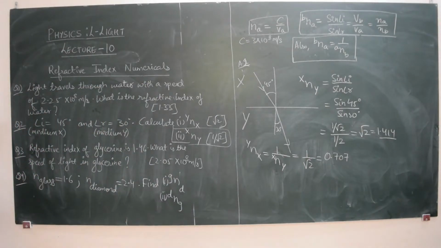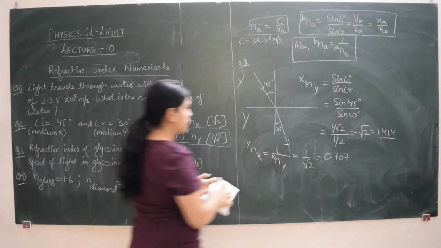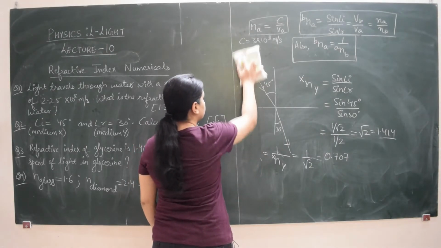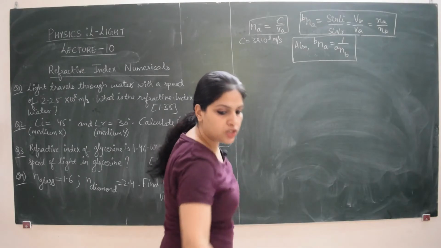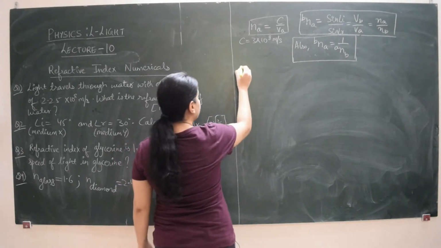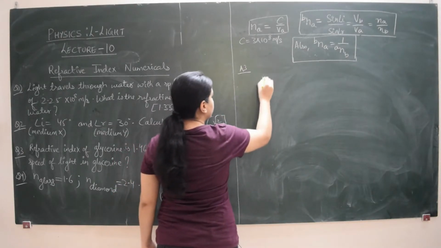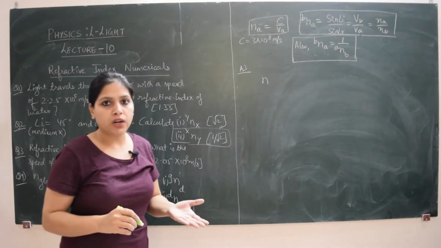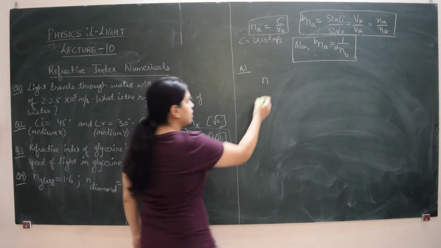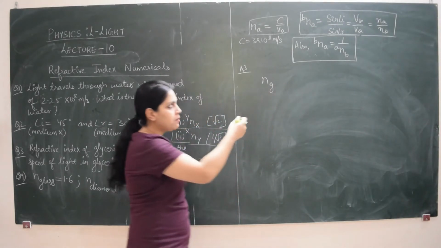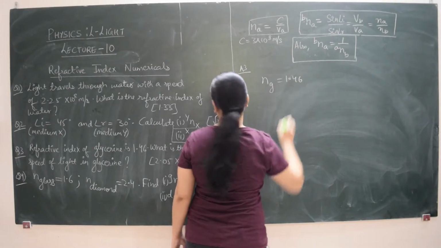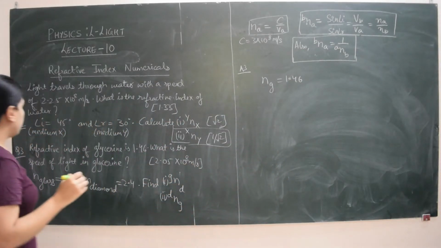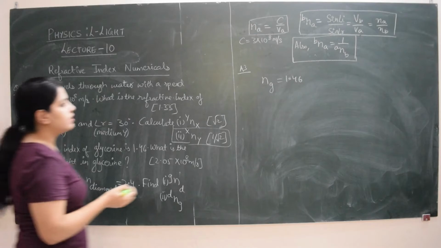Now let's talk about the third part. Refractive index of glycerine is 1.46. So it is mentioned that refractive index of glycerine, again as it is not given with respect to, that means this is the absolute value. So refractive index of glycerine, I am giving the symbol G, is given to be 1.46. Okay. What is the speed of light in glycerine?